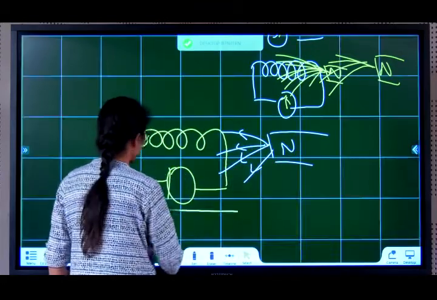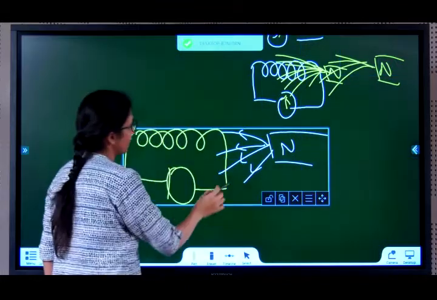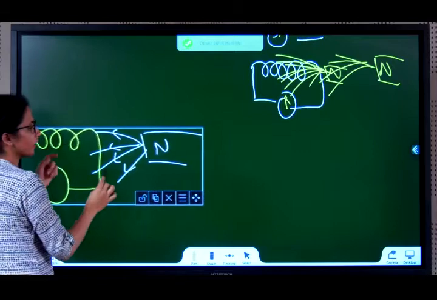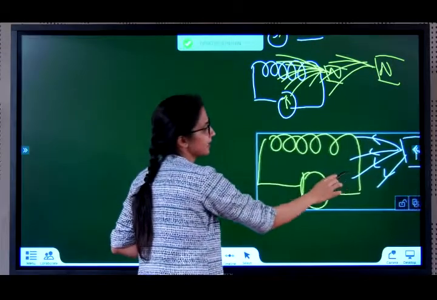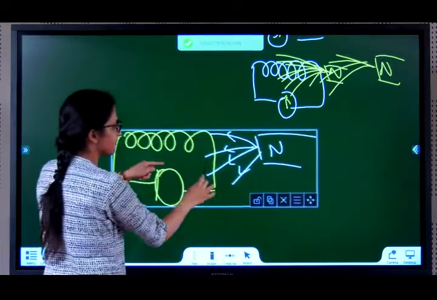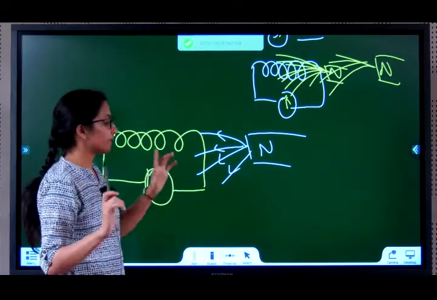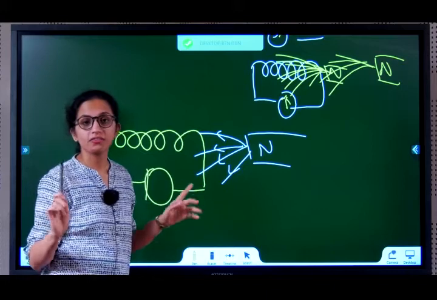What if both of them are moving, and both are moving with the same speed? Will the field lines linking with the coil change? No, both are moving with the same speed. The field lines linking with the coil will not change. So that time also there is no induced current.